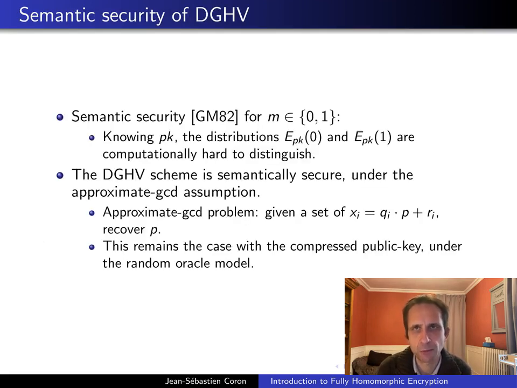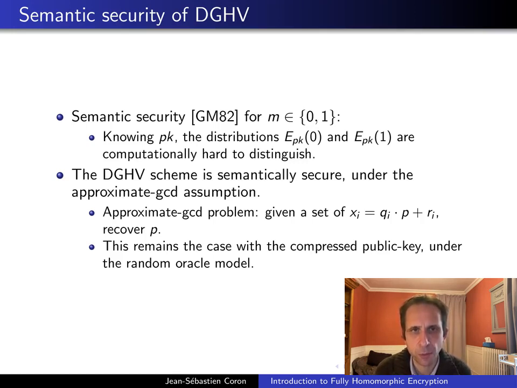So we can ask, what is the security of this DGHV scheme? What we want, at least, is to achieve semantic security, which means that knowing the public key, we cannot distinguish between the encryption of 0 and the encryption of 1. These two distributions should be hard to distinguish if we have a limited amount of computing power. And one can prove that the DGHV scheme is semantically secure under the Approximate GCD Assumption.